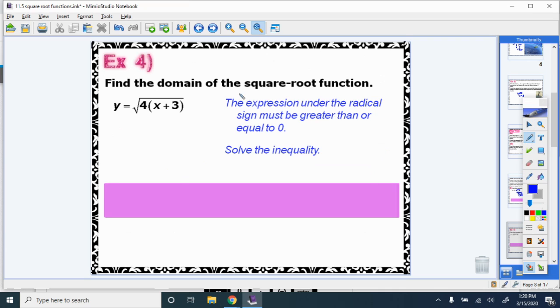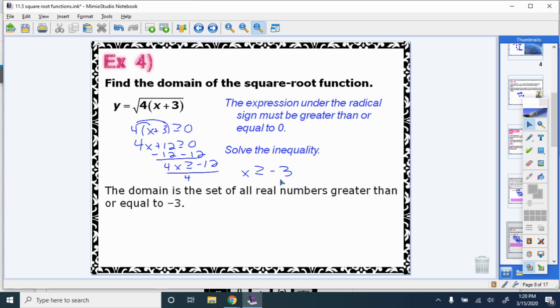Let's do another one. We're going to take whatever's under the square root symbol and set it greater than or equal to 0. There's a few ways you could do this. You could either divide both sides by 4 or use the distributive property. 4x plus 12 greater than or equal to 0. Subtracting 12, dividing by 4. My domain is the set of all real numbers x greater than or equal to negative 3. So the smallest number I could possibly plug in would be negative 3.